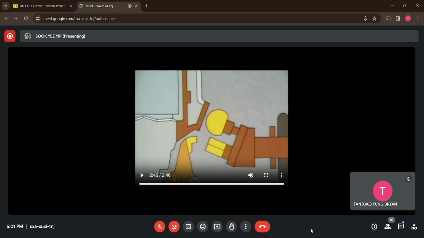So you can see how the air blast circuit breakers work. Okay, so let's move on back to our slide.